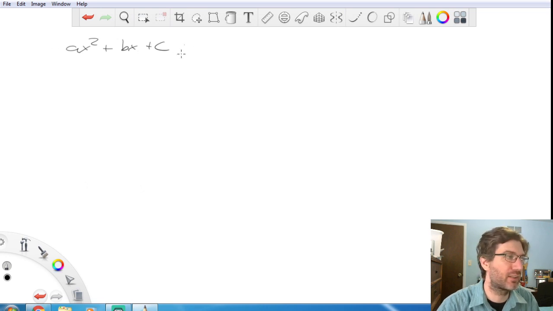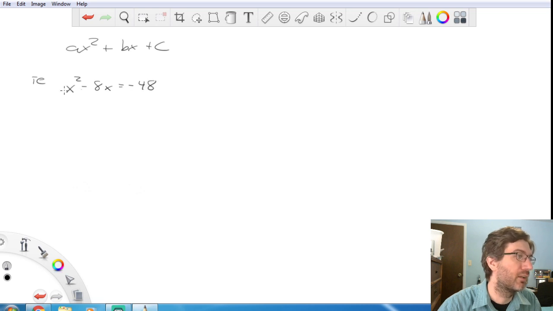So let's look at something that's like that. In fact, this example here is going to add another twist to it as well, in the fact that it's not going to equal 0. So we have x squared minus 8x equals negative 48. Here you don't have something that's equal to 0, so you can't use your zero product rule. So you got to solve for that.